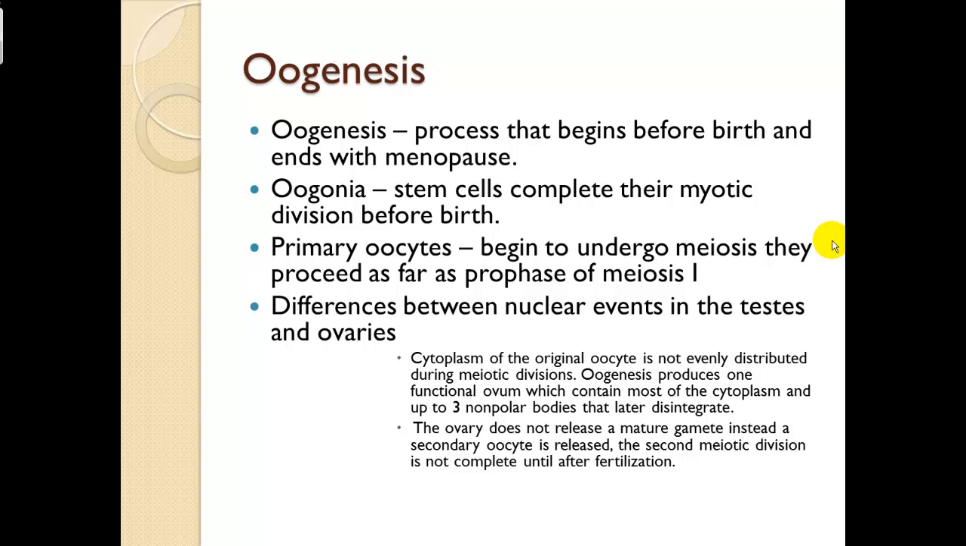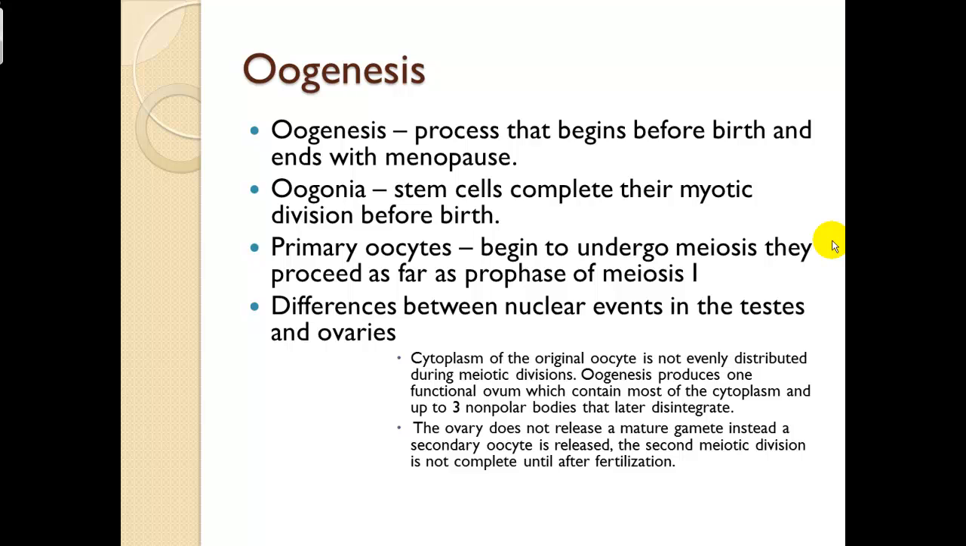The female's eggs actually begin development before they're even born, and then they stop and wait until puberty hits. Once puberty hits, they develop more, and then they start a 28-day cycle, which allows them to become pregnant during a specific time. Oogonia, stem cells, complete their meiotic division before birth.